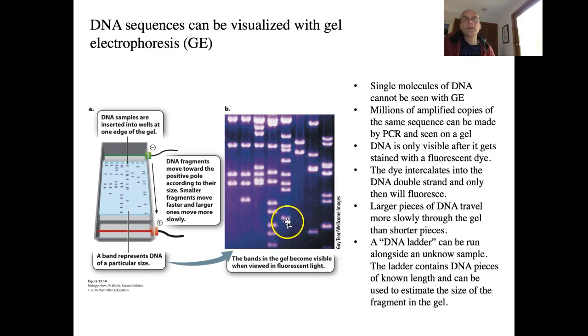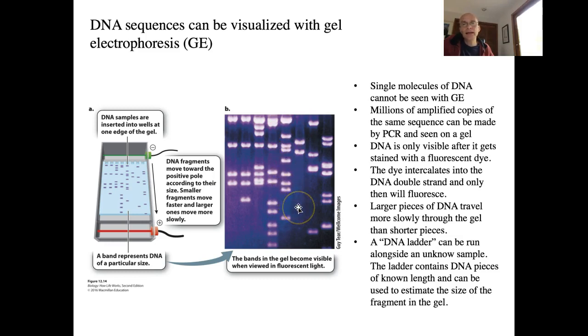So if you want to know what the size of this band is, the only way you could do that is by having a reference of some sort. And so you can load, at the same time that you load your unknown piece of DNA into this well, next to it, known pieces of DNA. Those are called DNA ladders. They're called ladders because this almost looks like a ladder, sort of rungs on a ladder.